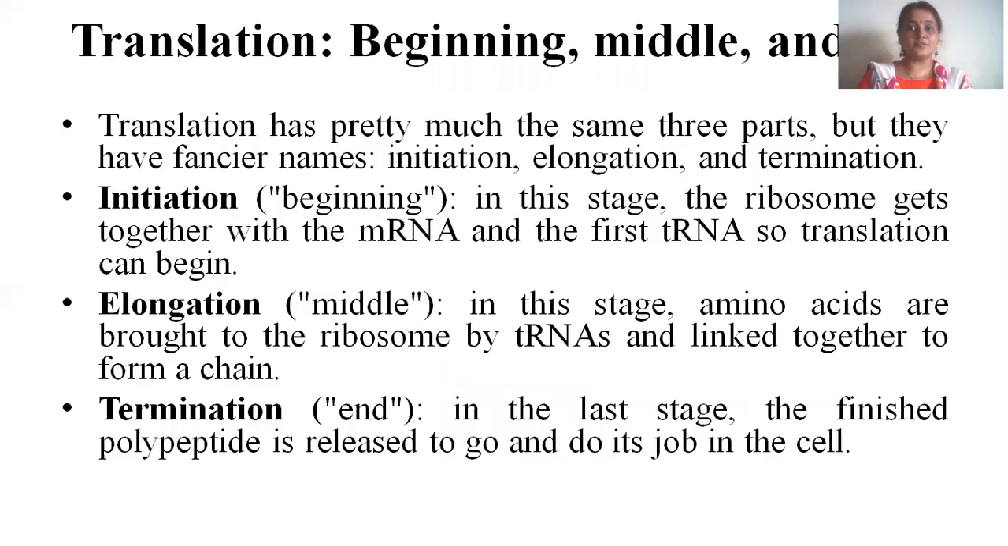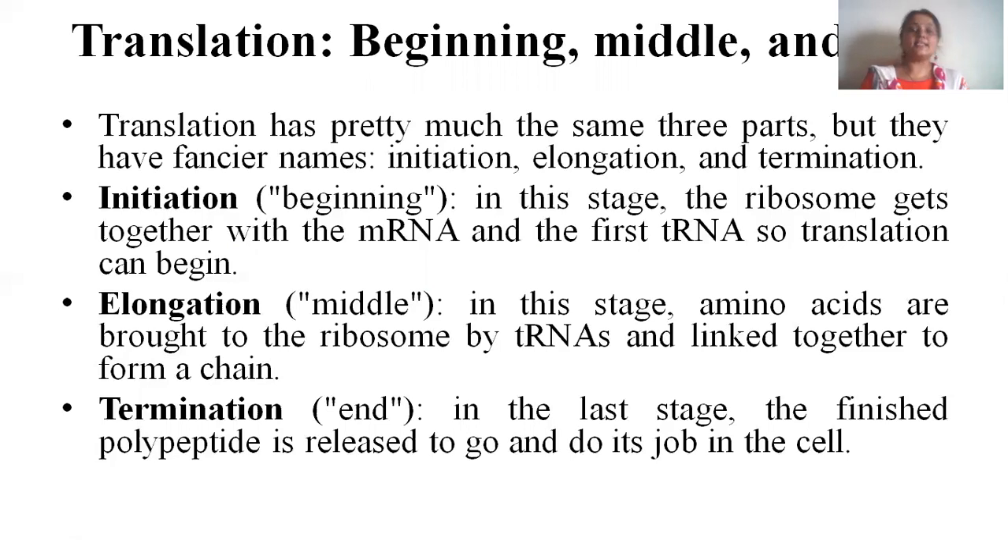So now let's move on to the overview of translation. Translation is divided into three different processes: initiation, elongation, and termination. During initiation, the ribosome gets together with the mRNA and the first tRNA, so translation can begin. This means the large subunit and small subunit come together, and they bind with the mRNA at the Shine-Dalgarno sequence. And they start the translation from the start codon.